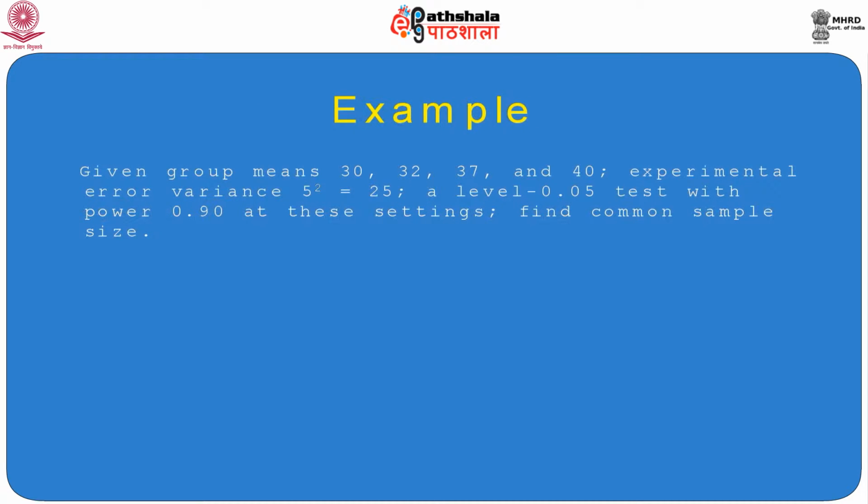Here we are going for one example. Given a group of means, that is 30, 32, 37 and 40, where we have 4 groups with means 30, 32, 37 and 40, having experimental error variance of 5 squared, that is 25, with level of significance 0.05, having test power of 0.9, what should be the sample size? So we will illustrate this.